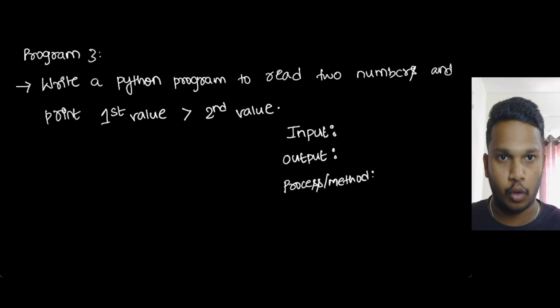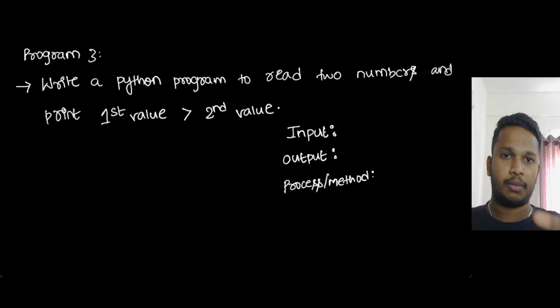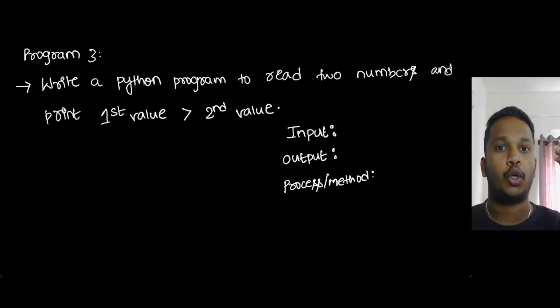Basically, we completed two programs. We are in the third program. Clear? We are given two numbers. So read the question: write a Python program to read two numbers.